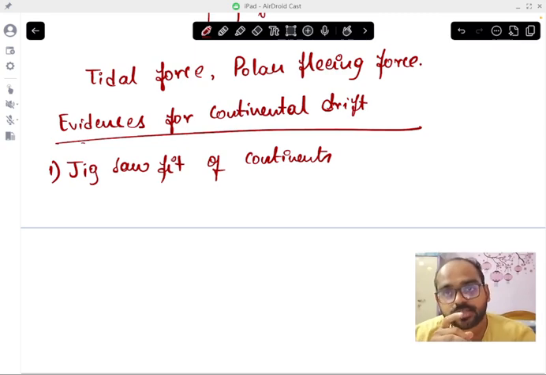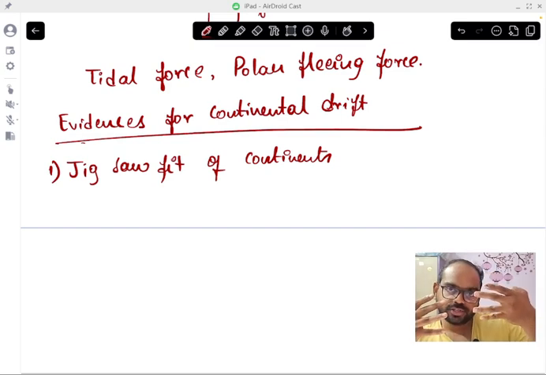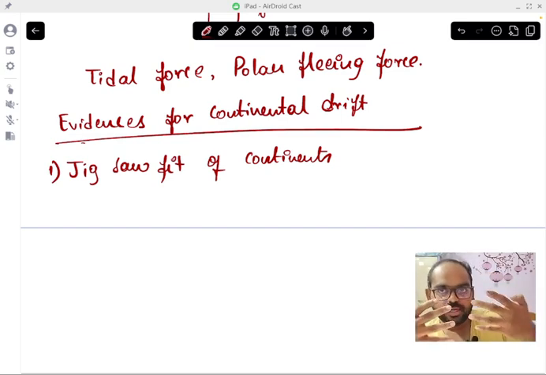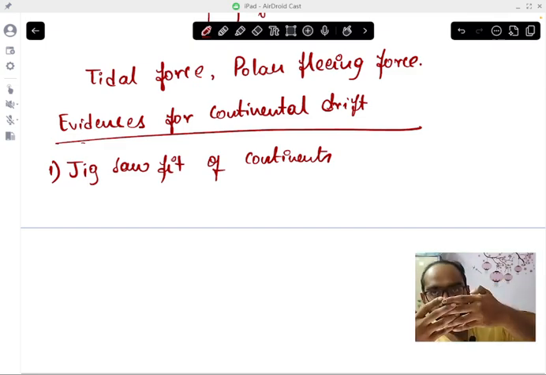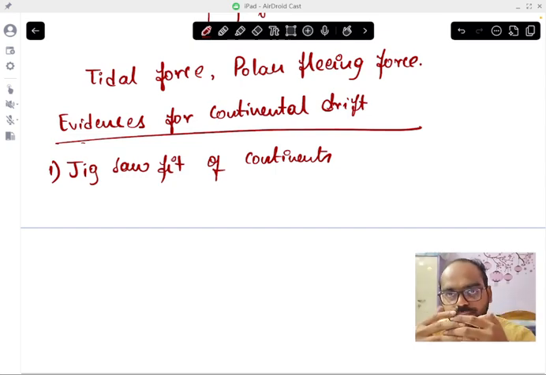There is jigsaw fit for continents. What Alfred Wegener said, if we look at the eastern coast of North America and the west coast of Europe, the coastline is much more similar. That if we join together, they will fit. And moreover, the eastern coast of South America and the west coast of Africa were also similar in nature, so that if we try to fuse together, they will fit.